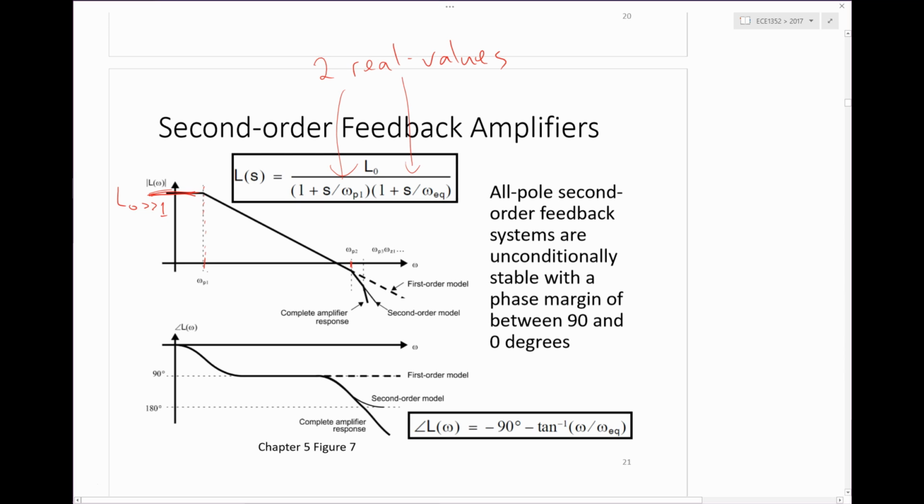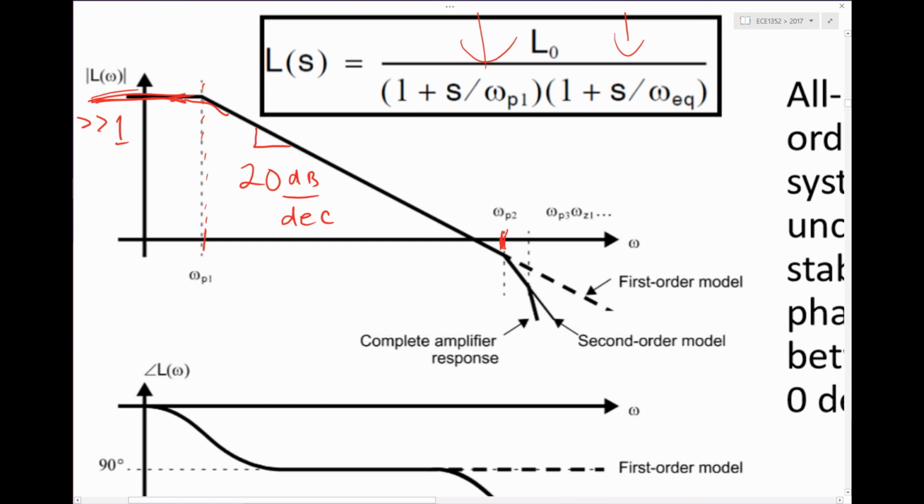Then we hit the first pole, and the magnitude response starts rolling off. If the 2 poles are separated by a decade or so, then you'll see a region of the magnitude response plot that drops at about 6 dB per octave, or 20 dB per decade equivalently. And then at some later point you'll get to a second pole frequency, and then the magnitude response will start dropping faster.